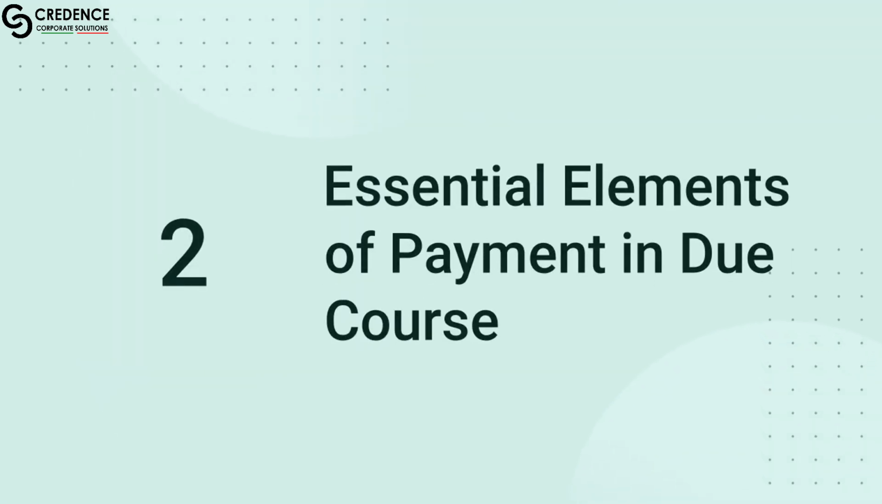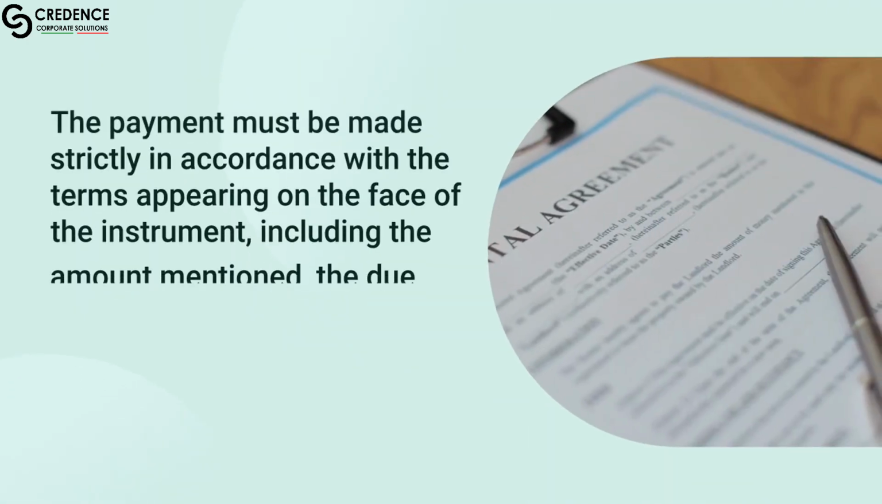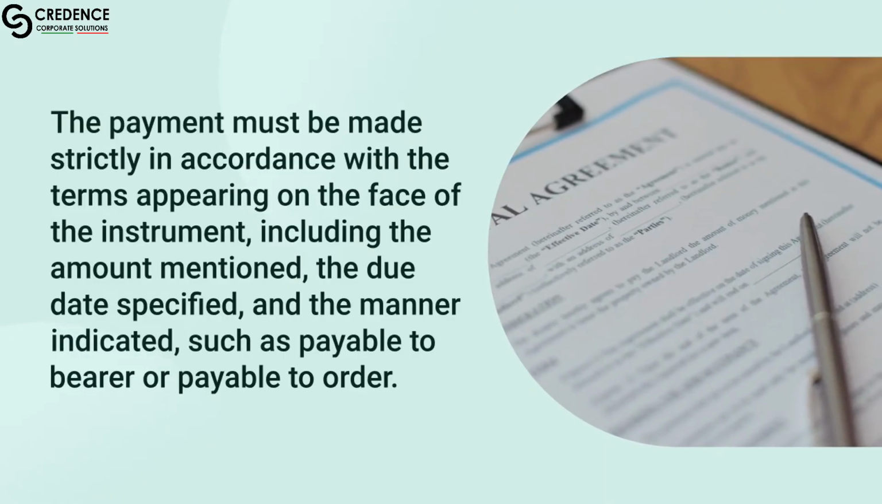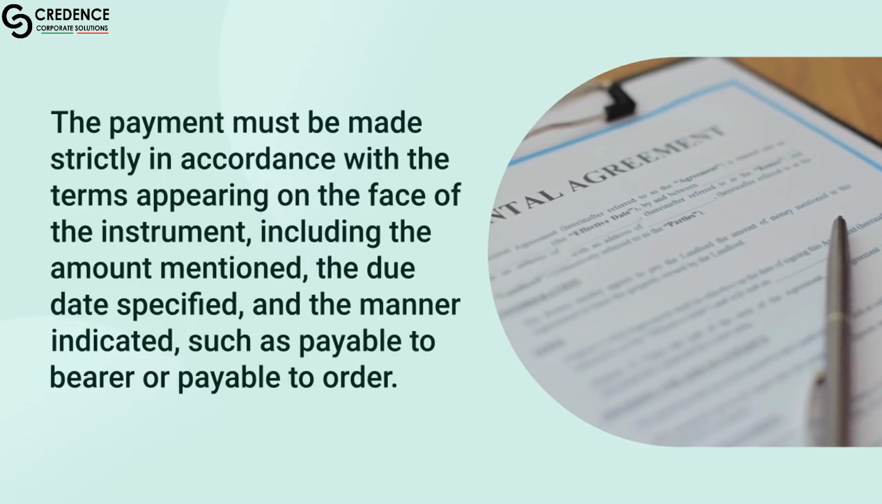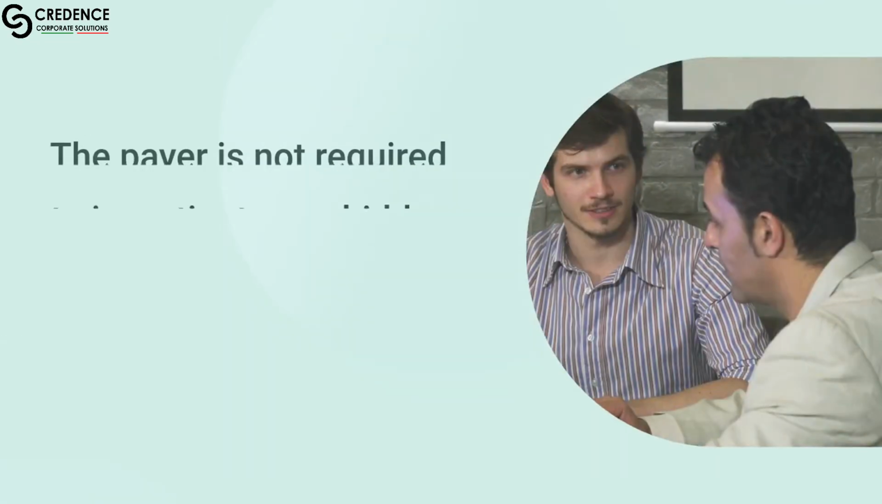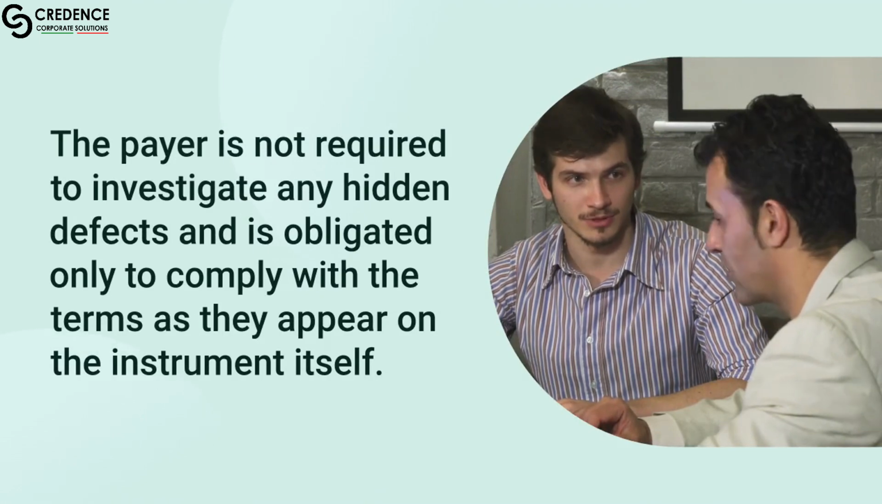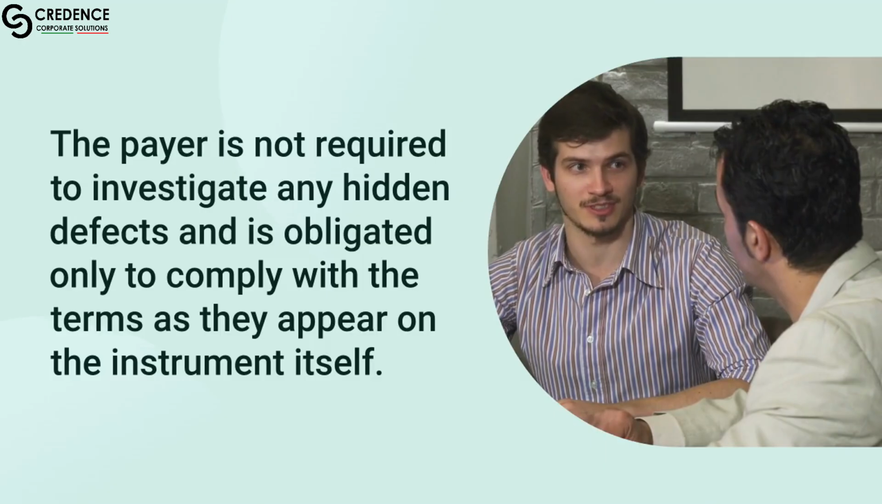2. Essential elements of payment in due course. A. Payment according to the apparent tenor of the instrument. The payment must be made strictly in accordance with the terms appearing on the face of the instrument, including the amount mentioned, the due date specified, and the manner indicated, such as payable to bearer or payable to order. The payer is not required to investigate any hidden defects and is obligated only to comply with the terms as they appear on the instrument itself.